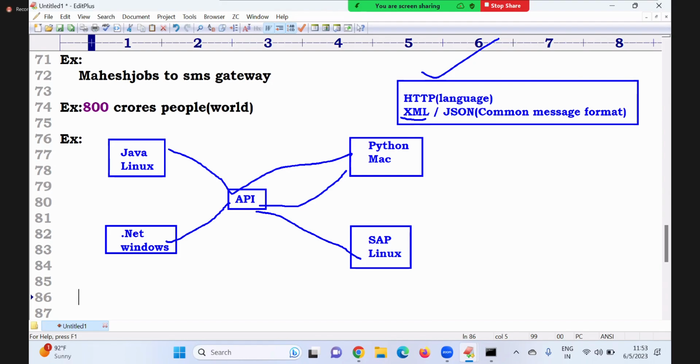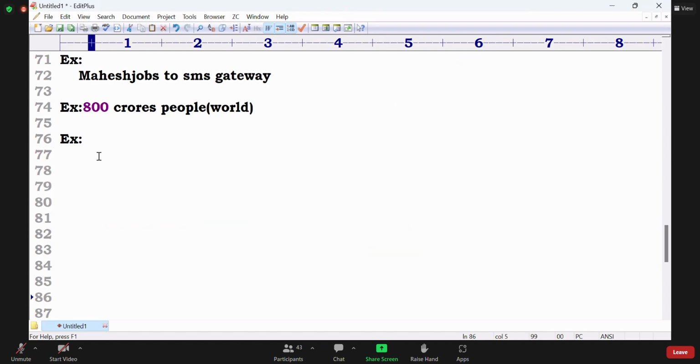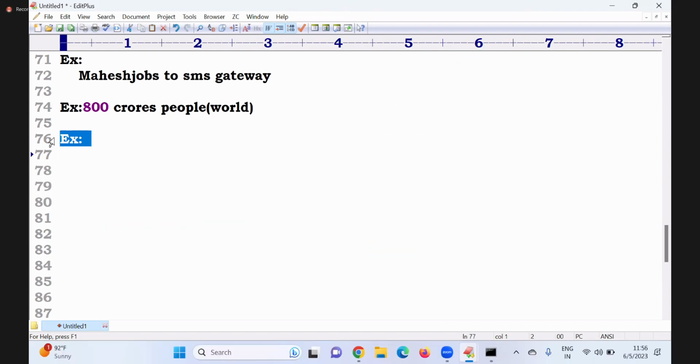So if you want to transfer data through XML, heavy bandwidth is required. Whereas JSON format, anyone can understand, like dictionary format, objects, lightweight, less bandwidth is required. Easy to understand by any programming language, any human being can understand, a machine can understand JSON objects. XML is not as easy to understand. That's why nowadays everyone is using JSON.